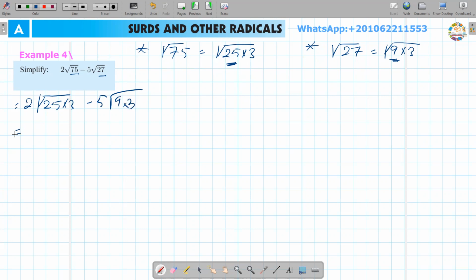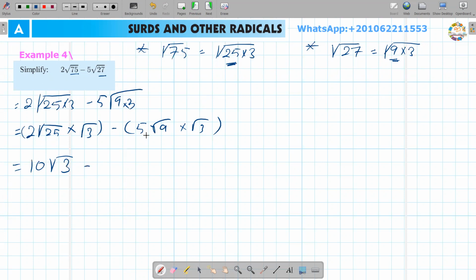Then it becomes 2 root 25 by root 3 minus, between brackets, 5 by root 9 by root 3. Then it becomes 2 by 5 becomes 10 root 3 minus 5 by 3 becomes 15 root 3. Then the result should be negative 5 root 3.